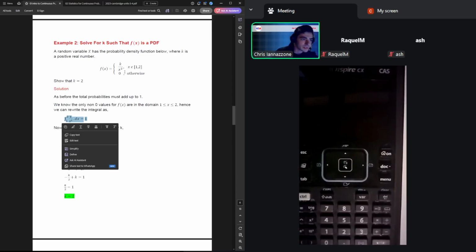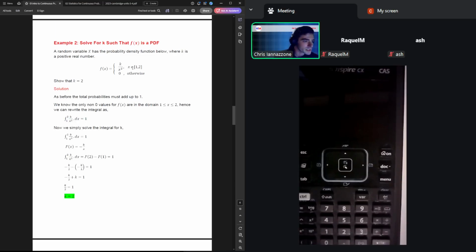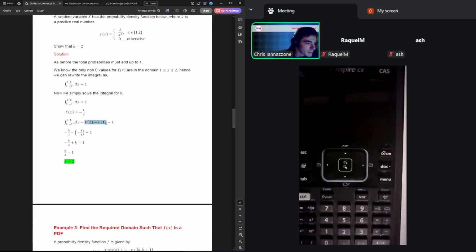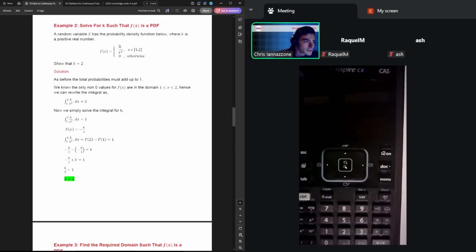A function can only be a probability density function if the total area under the curve is equal to 1. So we do exactly that. Domain is from 1 to 2, so integral boundaries are going to be from 1 to 2. Antidifferentiate to get your capital F of x, and then do your capital F of top, take capital F of bottom. Simplify, simplify, simplify, you will arrive at k equals 2. Thus, if we had k equals 2 here, the area under the curve would be 1. No other k value would work to make this a valid probability density function.